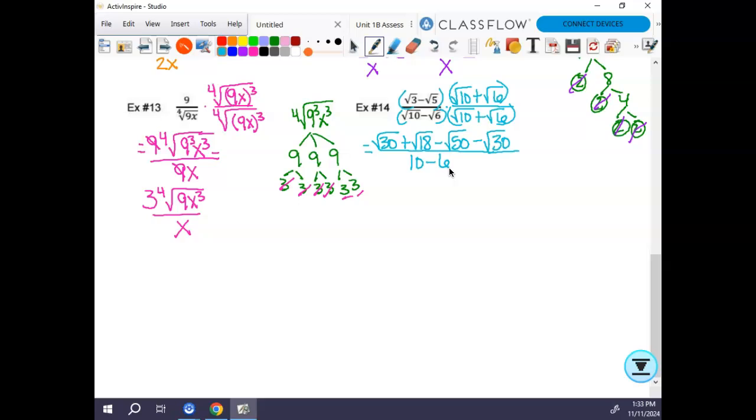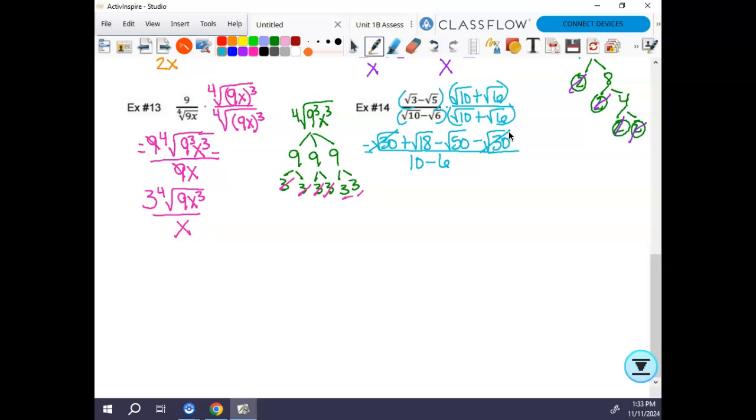Do you see something that worked out kind of nicely in the numerator? Believe it or not, this is a question I just made up, and I was like, let me see what happens when I multiply, and it worked out real nicely because square root of 30 and negative square root of 30, those just zero out. Okay? But then square root of 18 and square root of 50, I do need to simplify both of those.